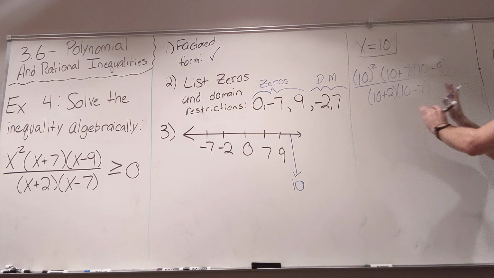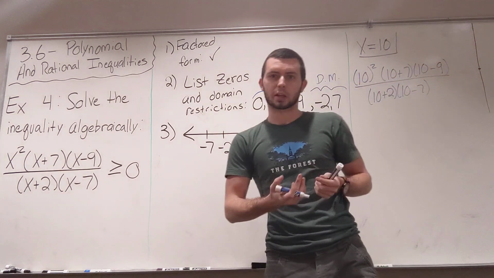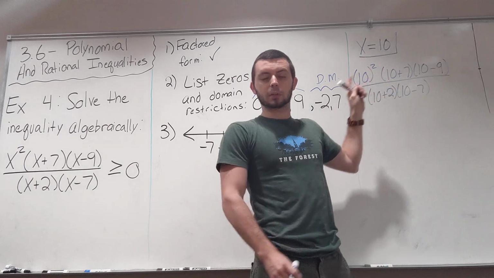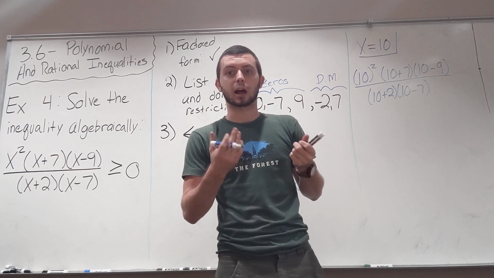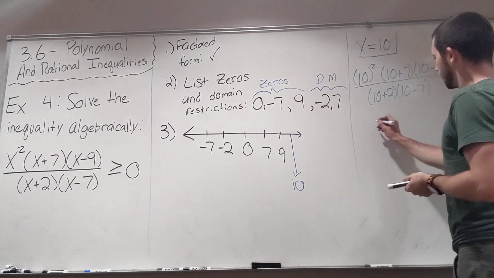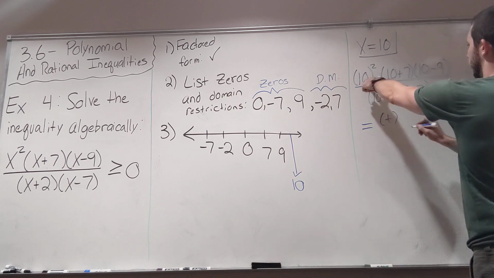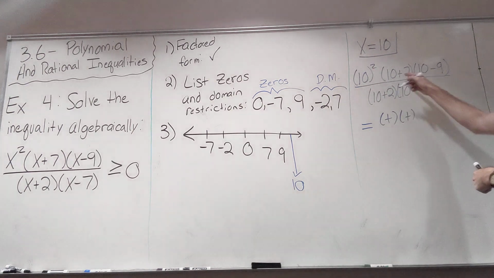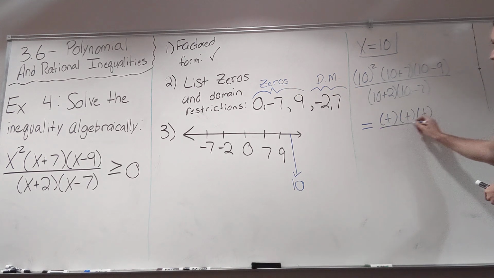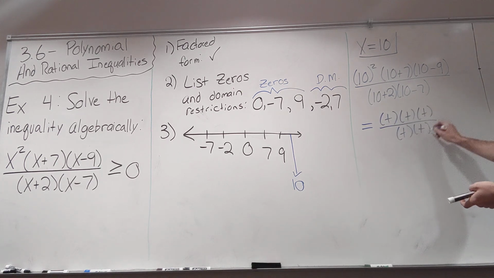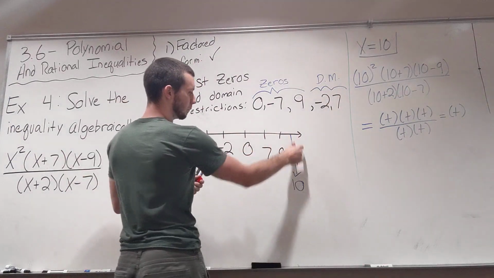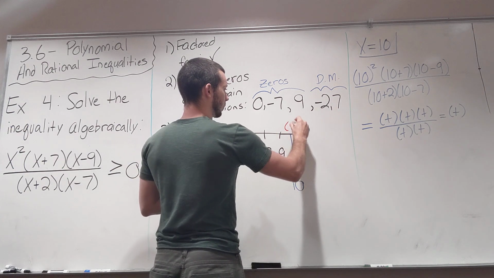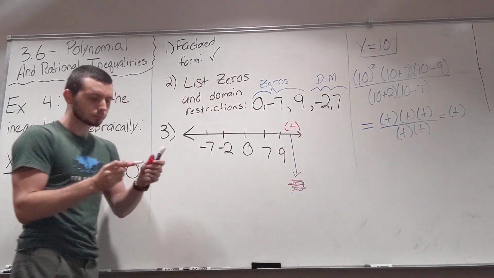If you throw all of this in your calculator, again, I would suggest putting the whole numerator in first, then the whole denominator in, and then dividing at the end. Or you can use the signs, the comparison of the signs, which would be a positive from 10 squared, a positive from 10 plus 7, a positive from 10 minus 9. We get a bunch of positives ultimately, which will give us a positive value. And with that positive value, that tells us that the segment that 10 came from is a positive segment. And now we can get rid of that test point.